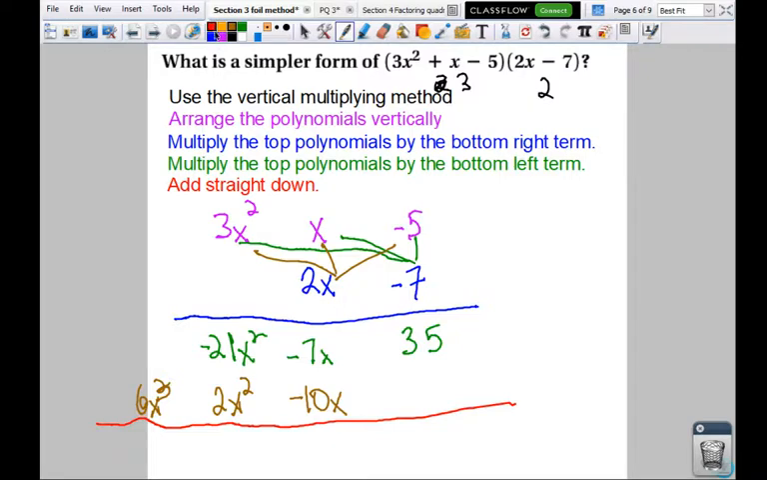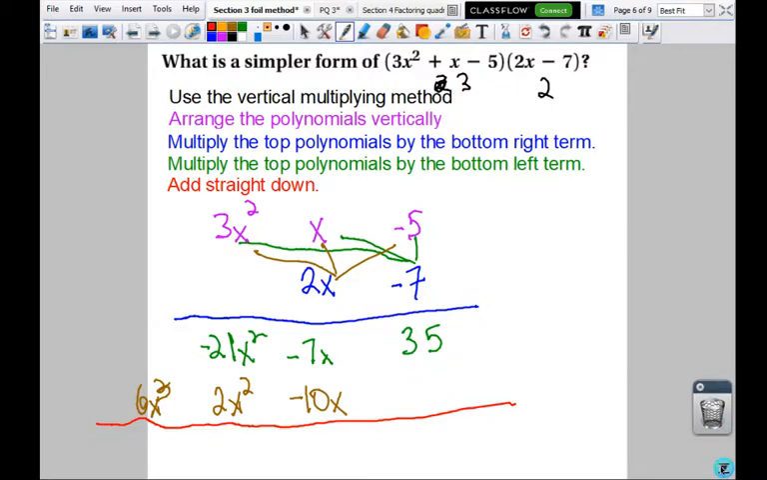Wait, so why is it to the third? Because it adds. You should know this already. I go 2 times 3 is 6, right? X squared times x is x to the third. So I have 6x to the third, and it goes out in front, because it's nothing other than a single x, then x squared, then x to the 3.